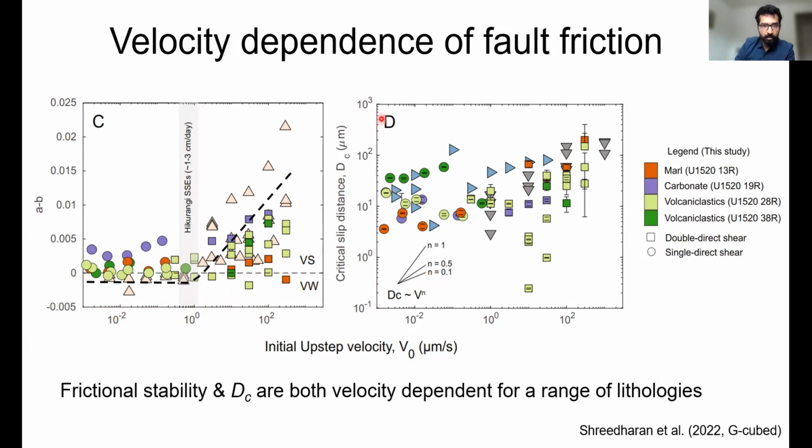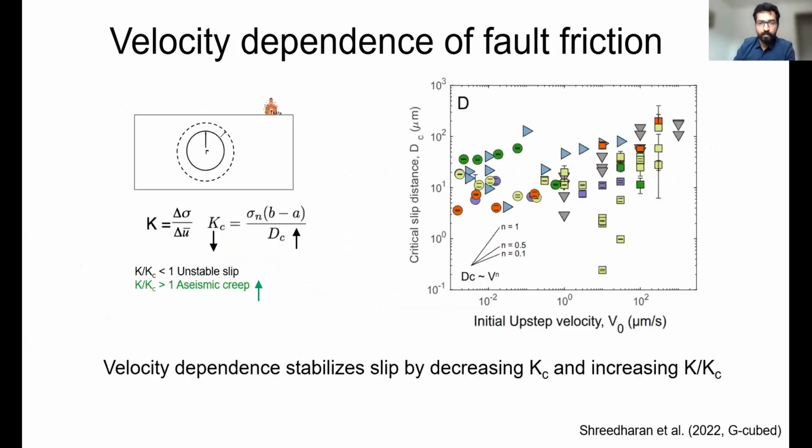And the D sub C, which is on a log-log plot here, is also increasing with velocity, which somewhat goes against the prevailing view of a constant A minus B and D sub C. And this behavior is apparently relatively independent of lithology. And what I mean by that is that even though we've tested a range of lithologies, they all have similar velocity dependent friction. So in the context of critical stiffness, then what does this mean?